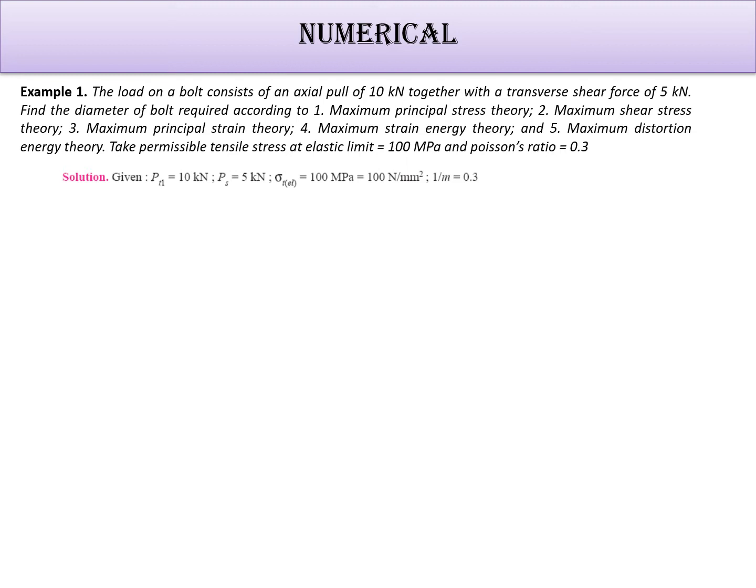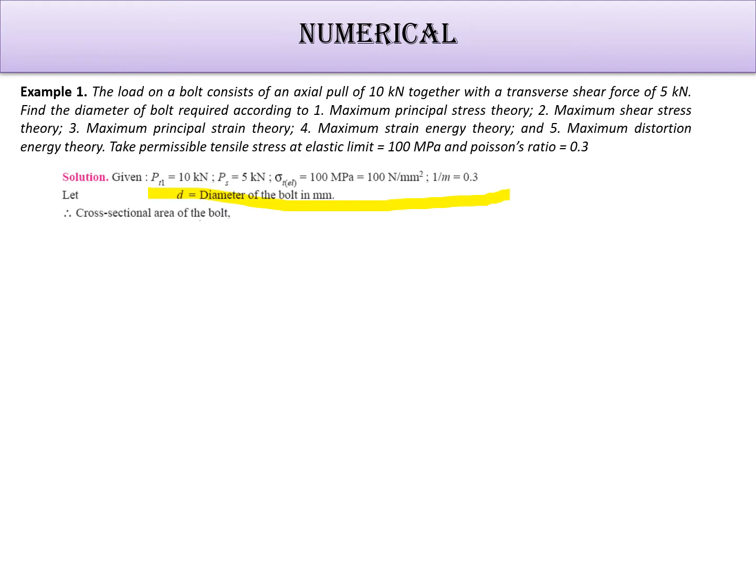Now let's see the given terms. We first write the given terms here. These are the given terms: P_t1 is 10 kilonewton, 5 kilonewton, and so on. We have the values in Newton, so take the value in Newton or convert it into kilonewton. Always remember that the units should be the same. This is the diameter of the bolt.